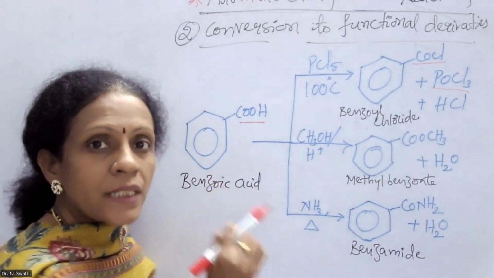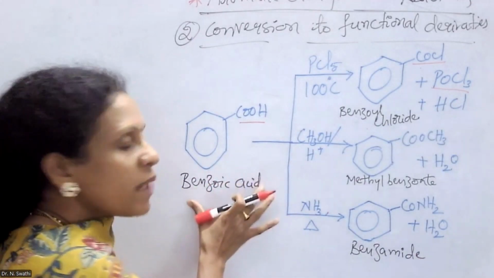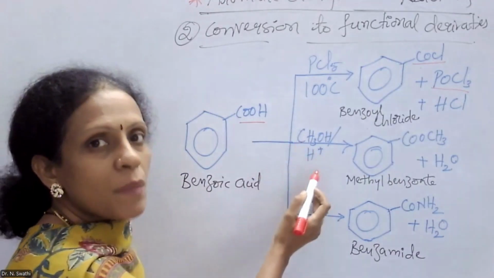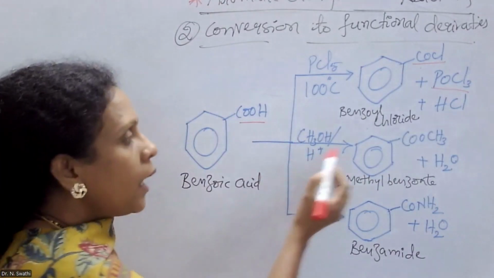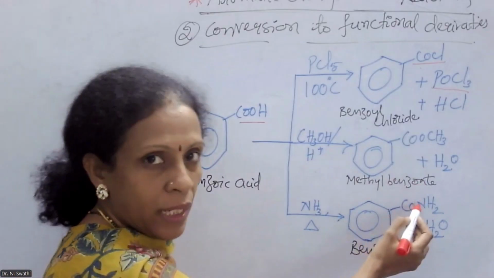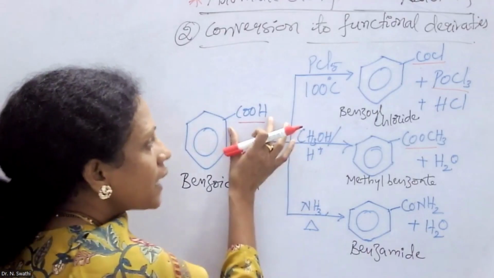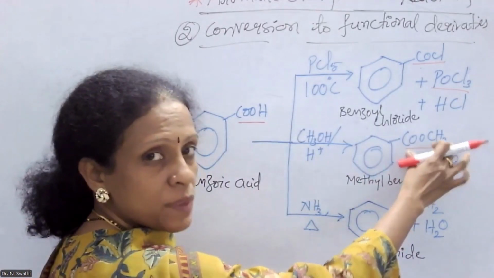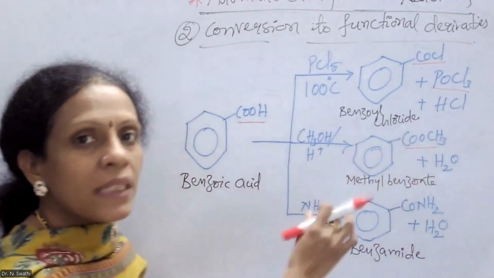The next reaction is the esterification reaction, where benzoic acid is treated with methanol in the presence of an acid, and it gives the corresponding methyl benzoate as the product. In this, the acid group is replaced with an ester group. COOCH3 is the methyl ester.